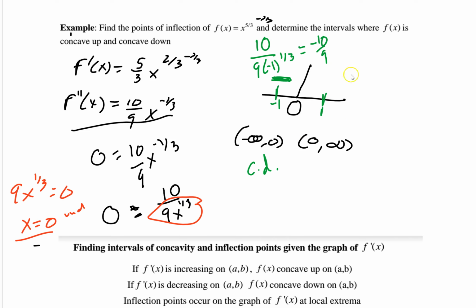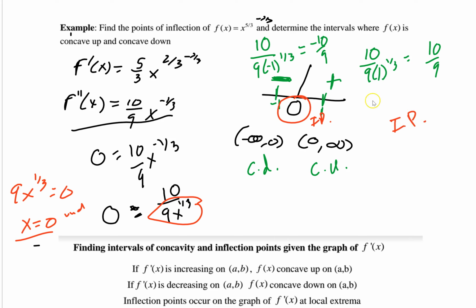On this side, plug the 1 in. 10 over 9 times 1 to the 1/3. Well, that's just going to be 10 over 9. Positive. Concave up. And then, since I switched signs, that's an inflection point. Yay. Right? Switch signs. Inflection point.